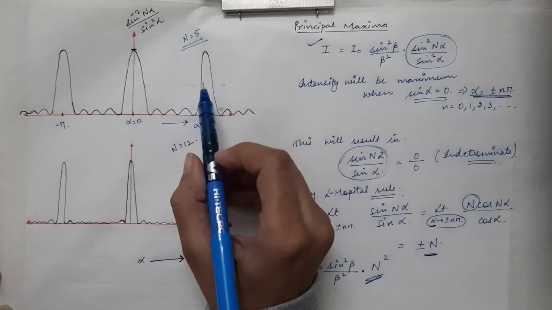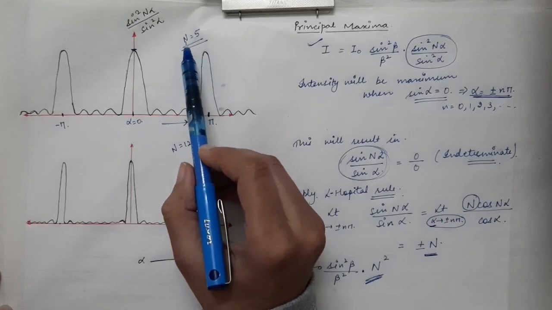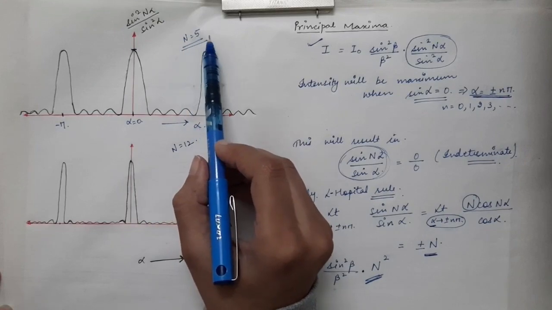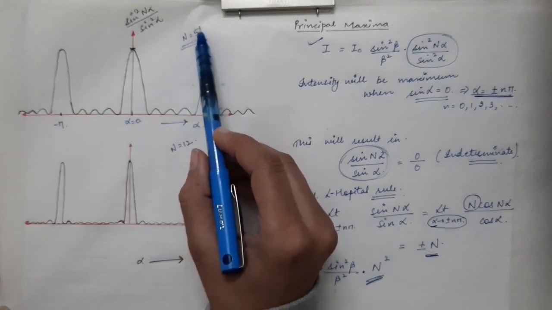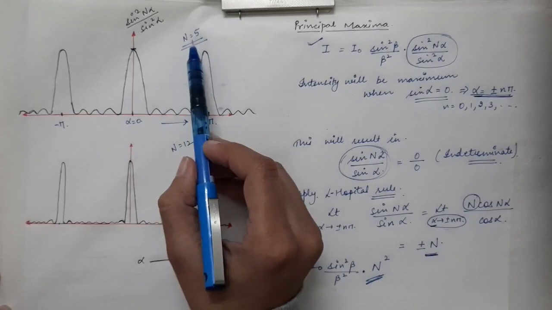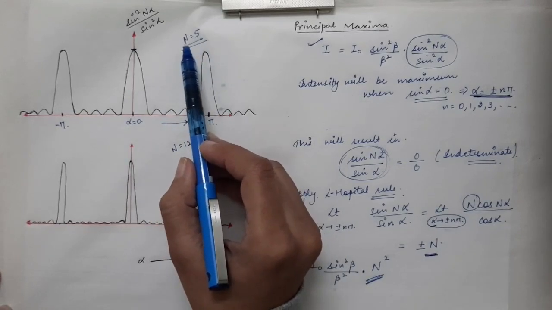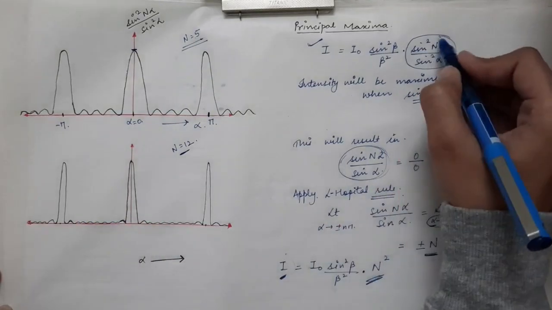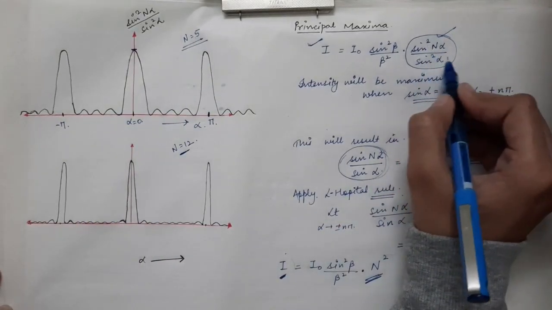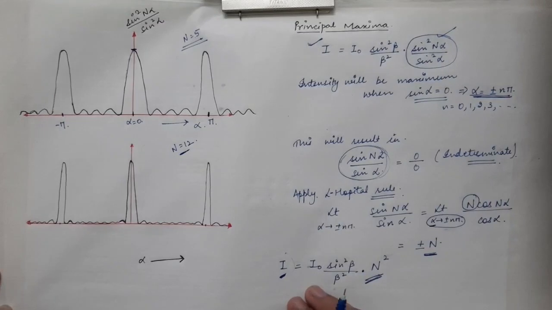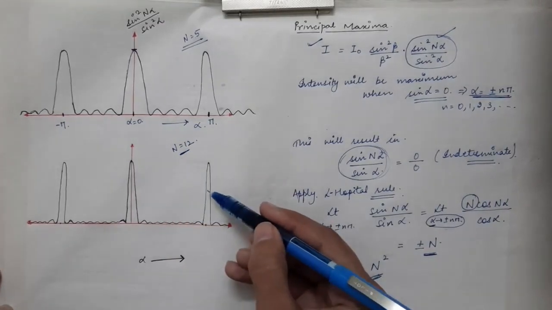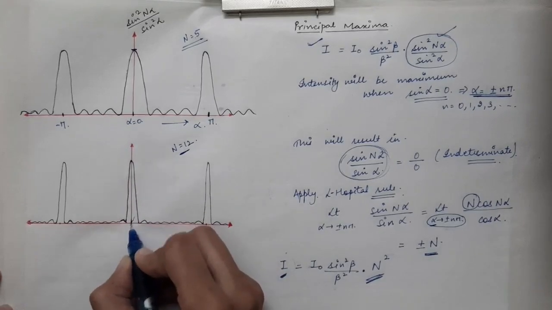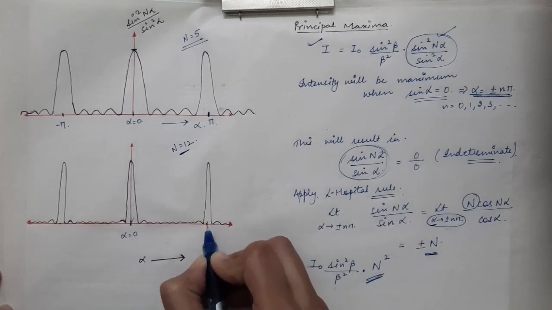So this first graph is shown when capital N, that is the number of parallel slits that we are using, is equal to 5. Now what happens if you increase the number of slits? Let's say you increase the number of slits from N equal to 5 to N equal to 12. In that case, if you plot this function, sine square n alpha divided by sine square alpha, it will look something like this. In this case, the maxima are obtained at the same points.